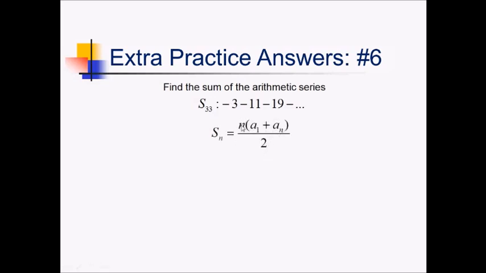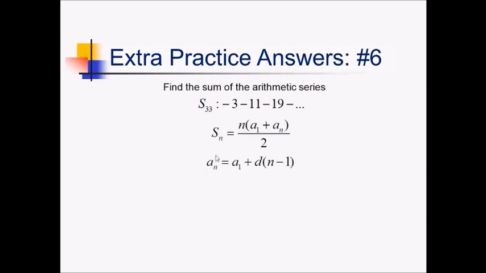I know I have 33 for n. a1 I know is -3, that's my first term. We don't know an, though. That's going to be my 33rd term in this one. So I'm going to use my arithmetic nth term formula, a1 plus d times (n minus 1).